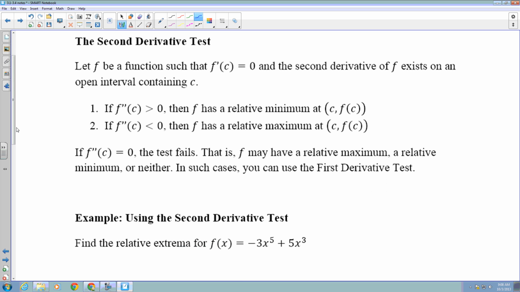Okay, so that's just the second derivative test. That's exactly what we just did. We have a point of inflection if the concavity changes. So second derivative test again. If f prime of c is equal to 0 and the second derivative exists, then if f double prime of c is greater than 0, we could have a relative min at that point. And if f double prime of c is less than 0, we could have a relative max at that point. If f double prime of c equals 0, then the test fails and we have to go back and do the first derivative test.